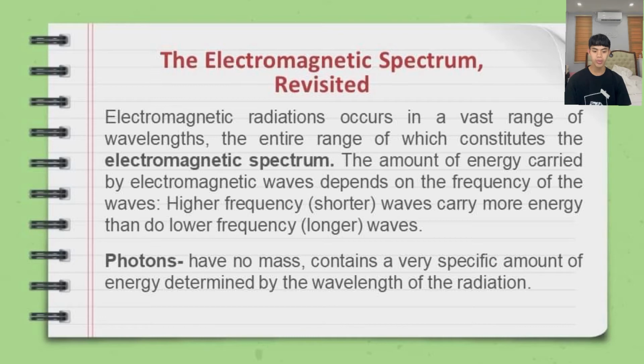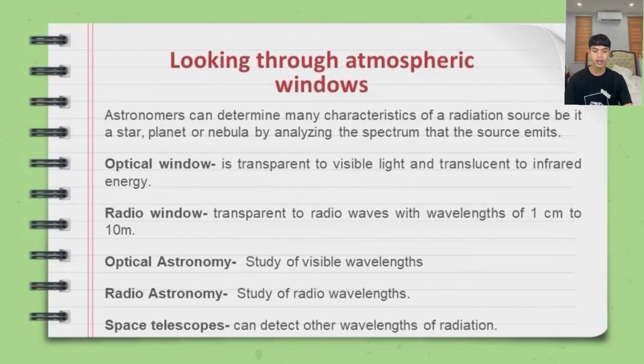To understand the way electromagnetic radiation interacts with atoms, radiation must be pictured not only as a succession of waves, but also as a stream of particles. These particles are known as photons. Photons have no mass. Each photon contains a very specific amount of energy determined by the wavelength of the radiation.